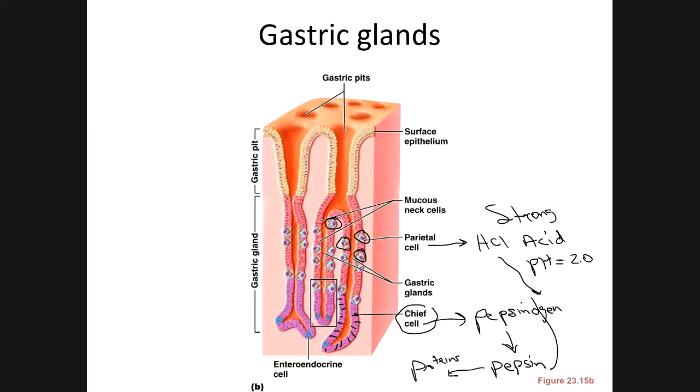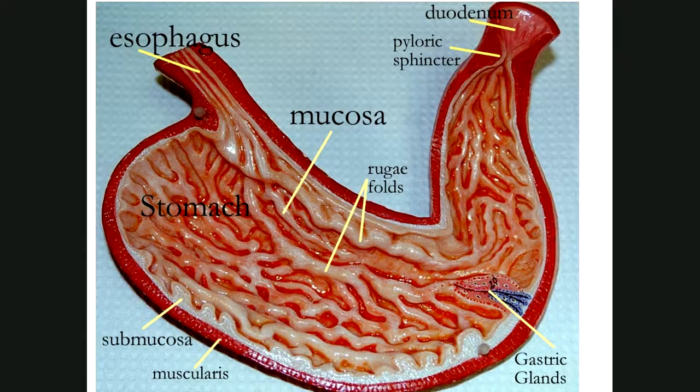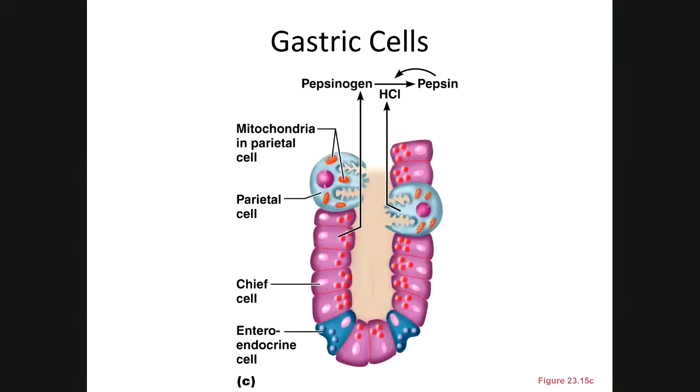And then there are these cells which make mucus. And the mucus is there to protect the stomach wall from these acids and from this pepsin. So 3 different kinds of cells. And there they are right there. If we blow that up, it looks like this.